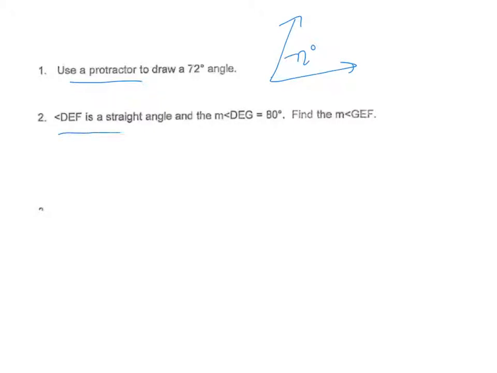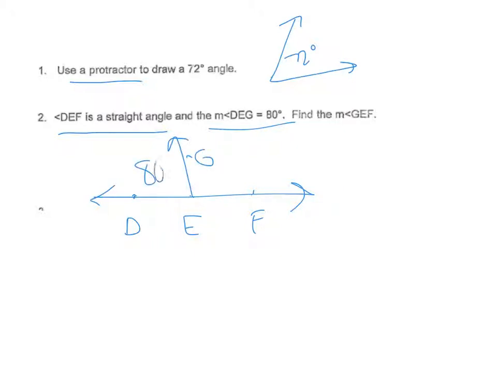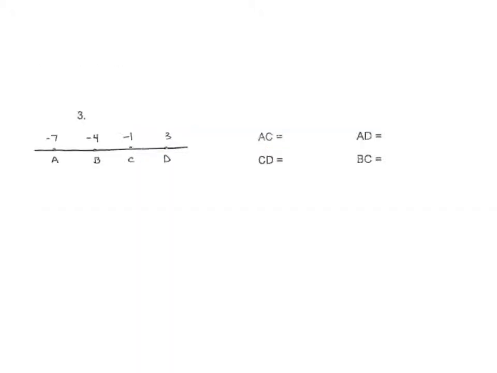Number 2, DEF is a straight angle. So it's a straight line, and E has to be the vertex. The measure of angle DEG, gotta draw G off here, is 80 degrees. Find the measure of GEF. So this has to add up to 180 to make a line, so GEF has to be 100 degrees. So that's my answer.